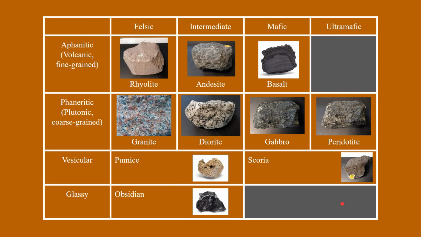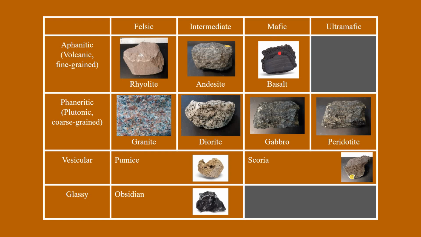So using texture and composition, we can group igneous rocks into different types that we've assigned names here. We'll just start through this chart. We'll start with the extrusive, the surface rocks. Rhyolite is a very felsic rock, has a lot of silica in it. Then you go over to andesite, which is more intermediate. And then mafic, less silica, more iron, more magnesium. You get your basalt.